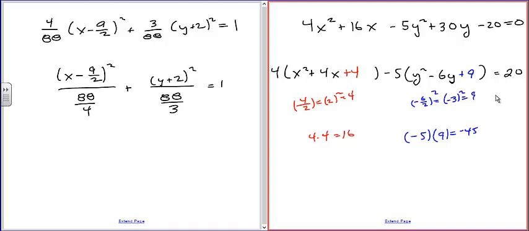And so we're going to add 16, because I haven't done that yet, and we're going to subtract 45. So this line becomes 4 times the quantity x plus 2 squared, minus 5 times the quantity y minus 3 squared. And then we add all these together, so we get 36 minus 45, which is negative 9.